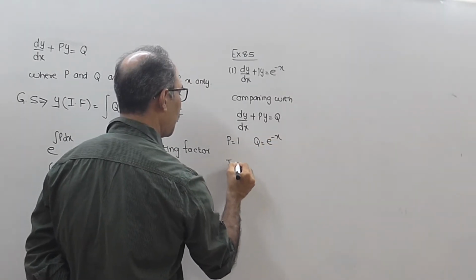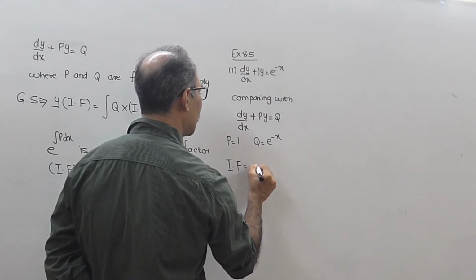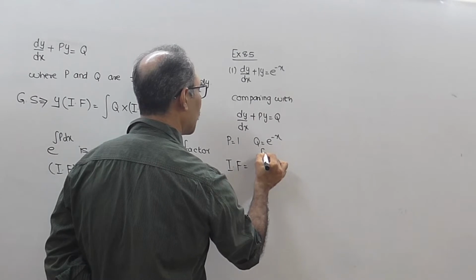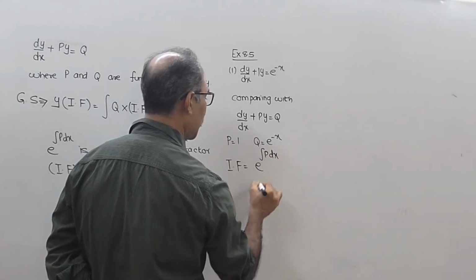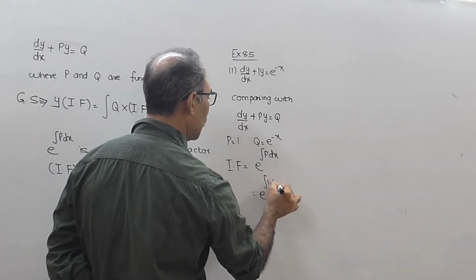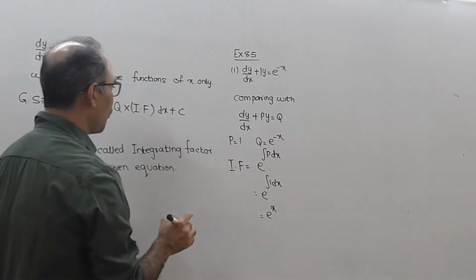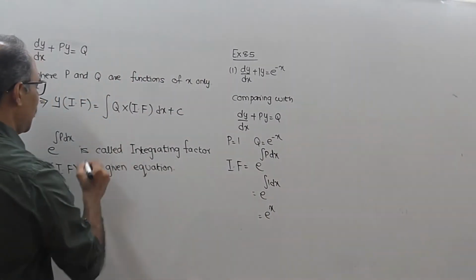So first of all we'll find the integrating factor. Integrating factor is e power integration P dx. So that is e, P is 1 and dx. So that means this is e raised to x. So we have got the integrating factor as e raised to x.